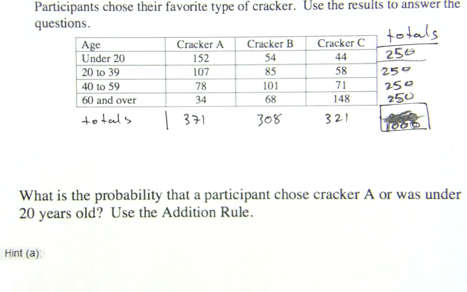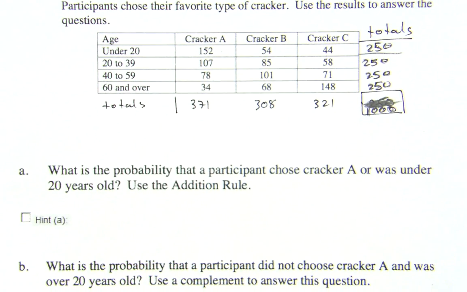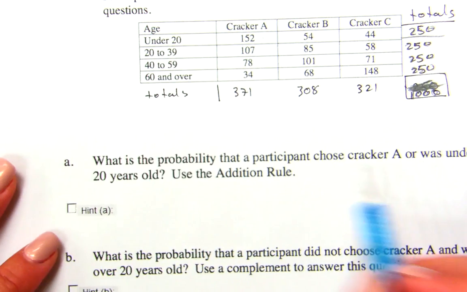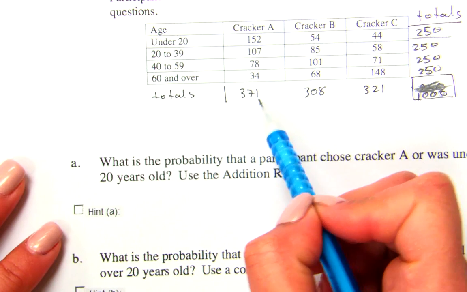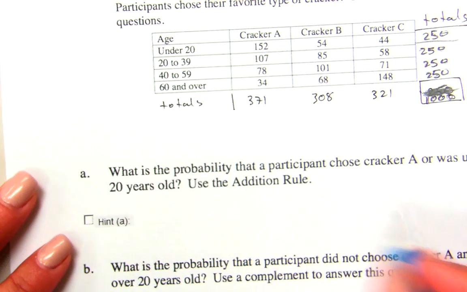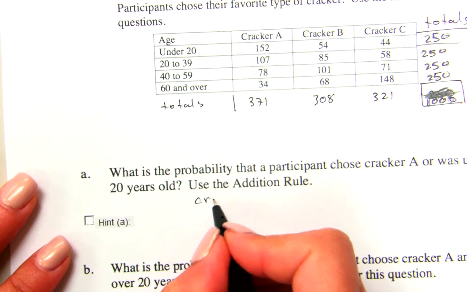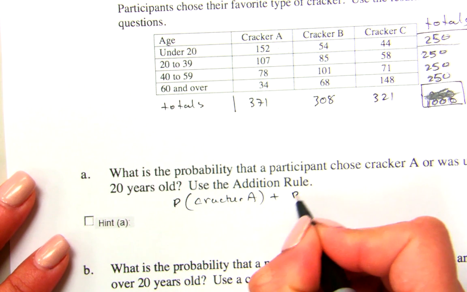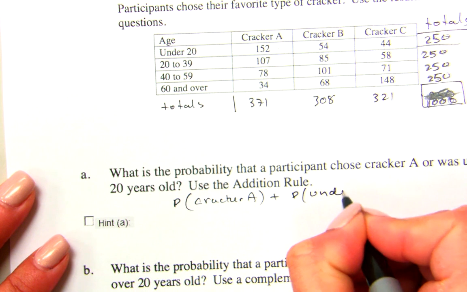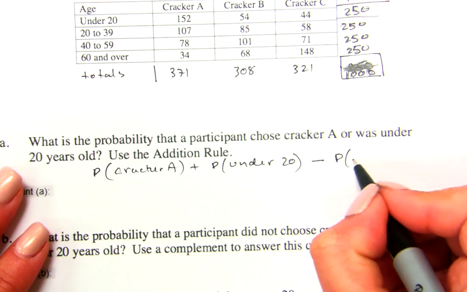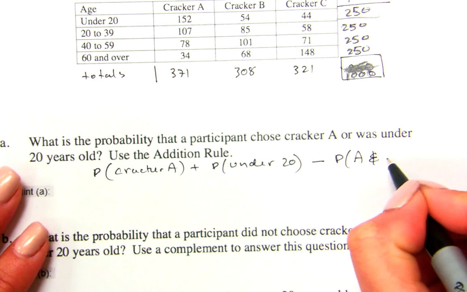All right, what is the probability that a participant chose cracker A or was under 20 years old? Use the addition rule. Okay, so the addition rule basically says add up everyone in cracker A, add up everyone who was under 20 years old, and then subtract what you have in the middle. So the probability of just cracker A plus the probability of under 20 minus the probability of cracker A and under 20.